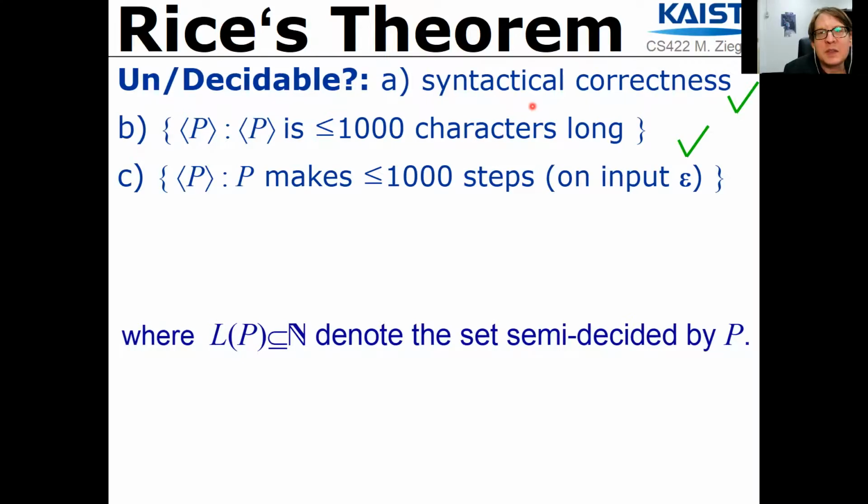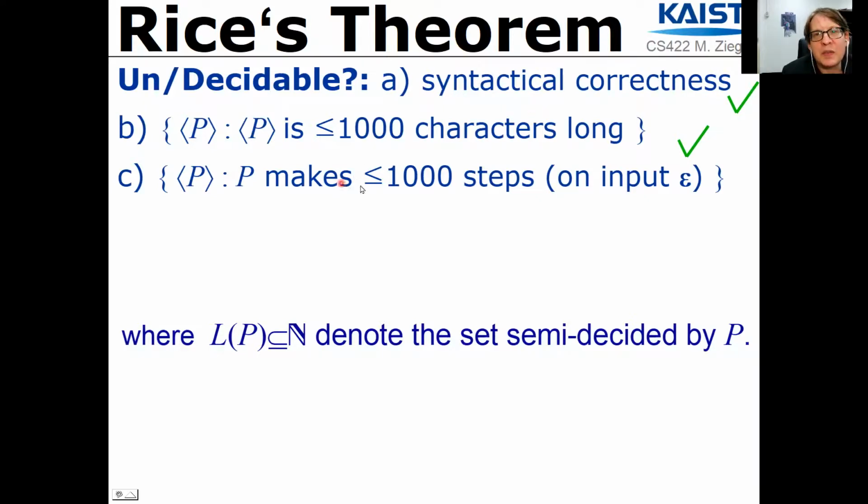Here's a very small modification of the previous problem, namely, given a program, does the program make at most 10,000 steps? Let's say on the empty input epsilon. Again, this is decidable. How is this decidable? Yeah, simply simulate the program for 10,000 steps. And if it has terminated within 10,000 steps, then the answer is yes. And otherwise, the answer is no.